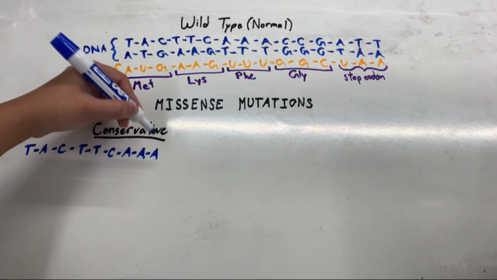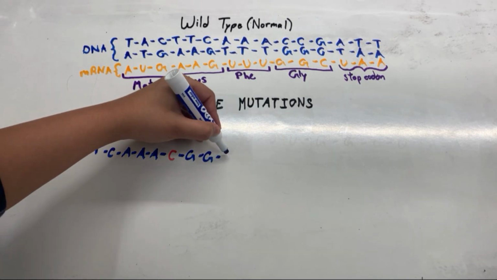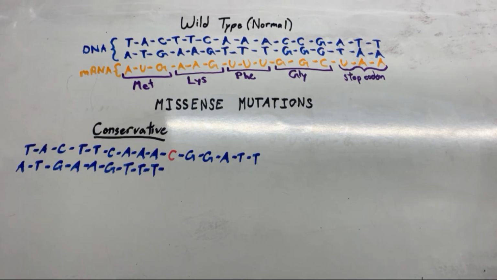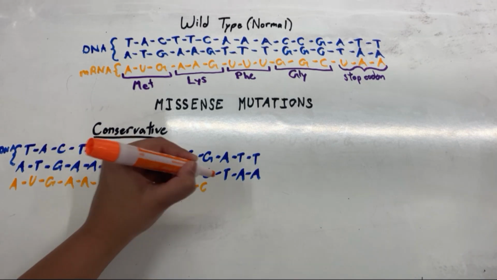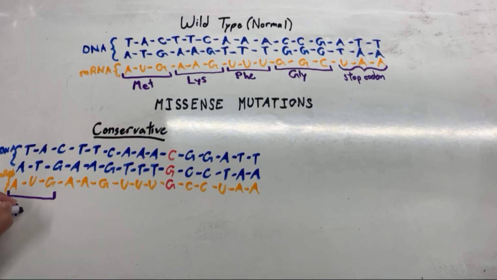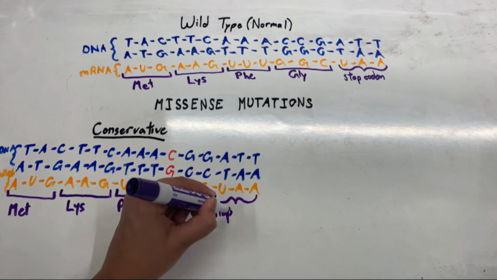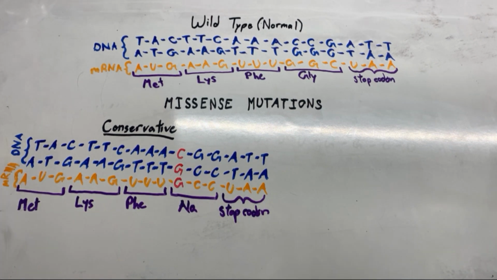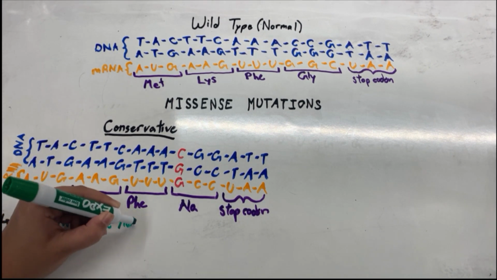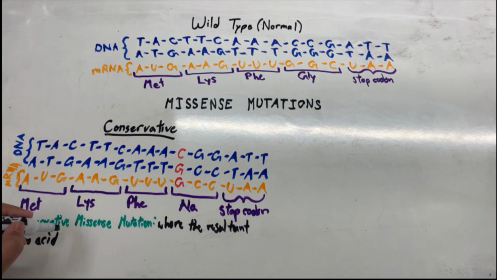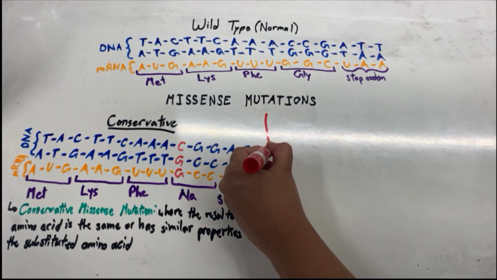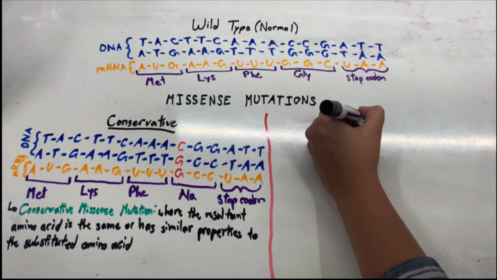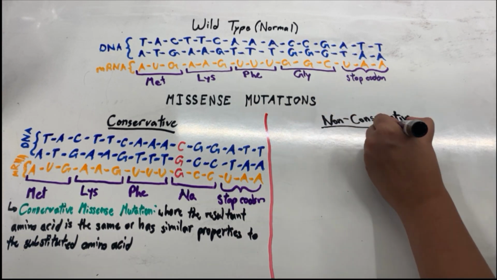missense mutations. A conservative missense mutation is where the resultant amino acid is the same or has similar properties to the substituted amino acid. For example, if a hydrophobic amino acid is replaced by another hydrophobic amino acid, it is highly unlikely that this substitution will have any effect on the protein structure and function. Therefore, since there will be little to no change as a result of the mutation, this would be classified as a conservative missense mutation.